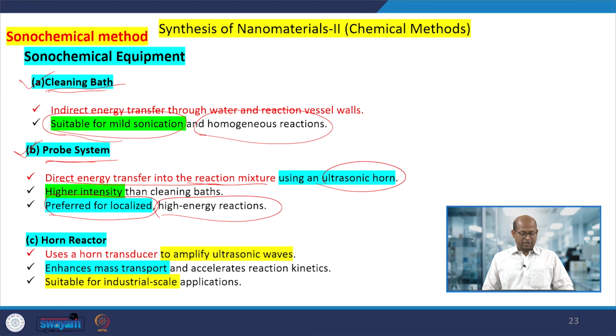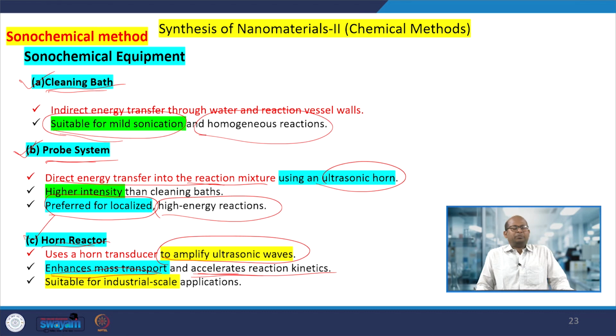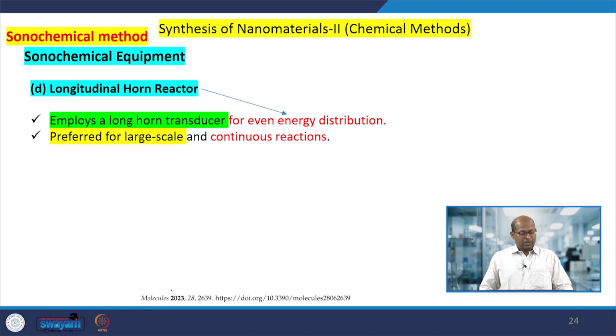Then horn reactors are another type of sonochemical equipment that can be used to enhance mass transport and accelerate the reaction kinetics. When mass transfer and reactions take place for nanomaterial formation, they are suitable for industrial or large scale applications, and another one is the longitudinal reactor, which is also preferred for large scale production.